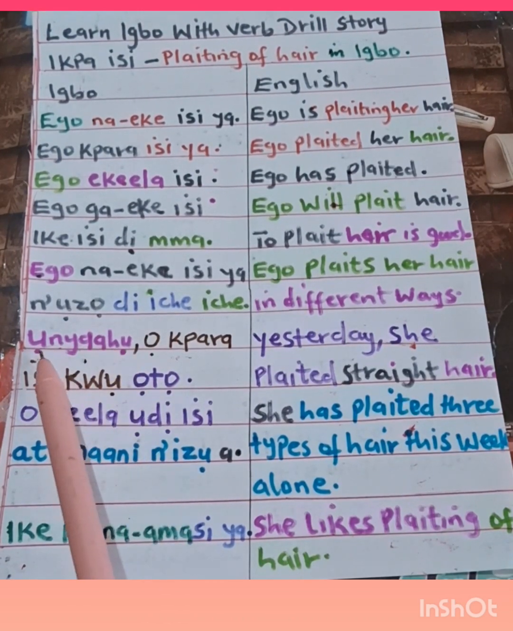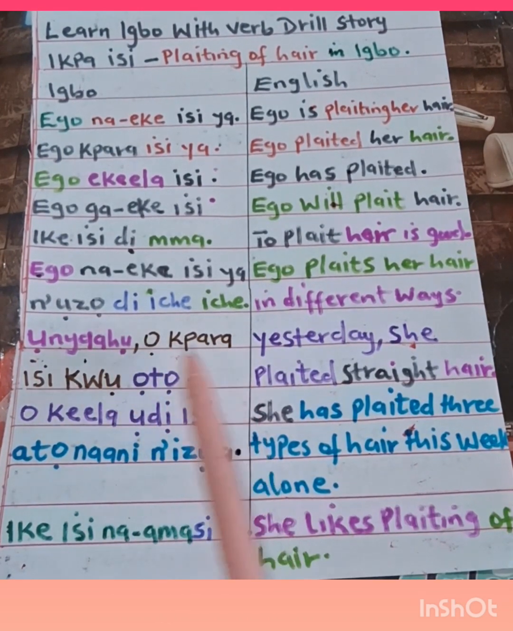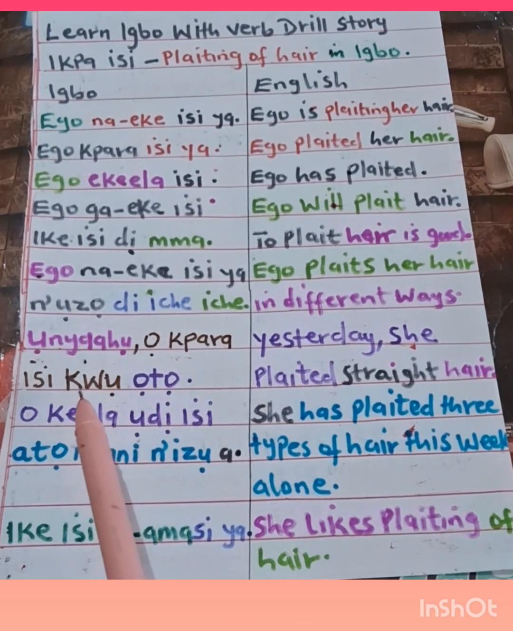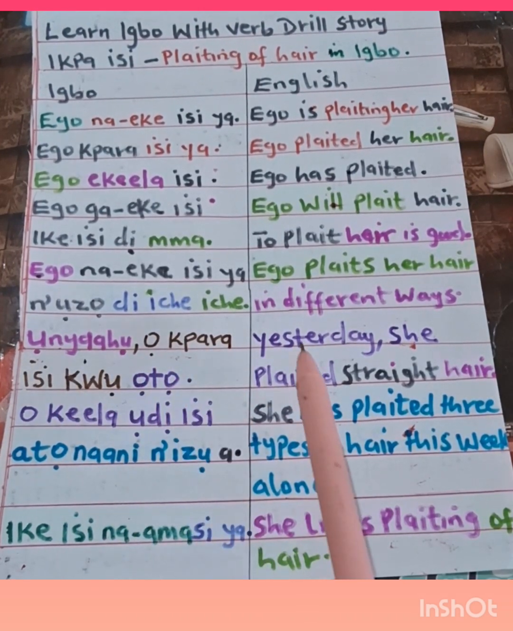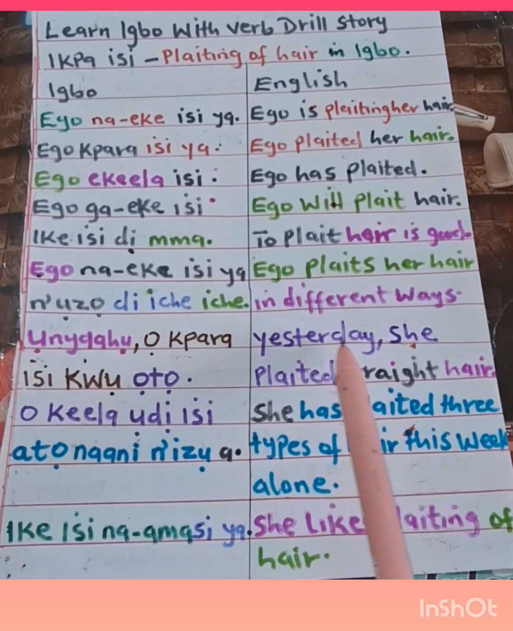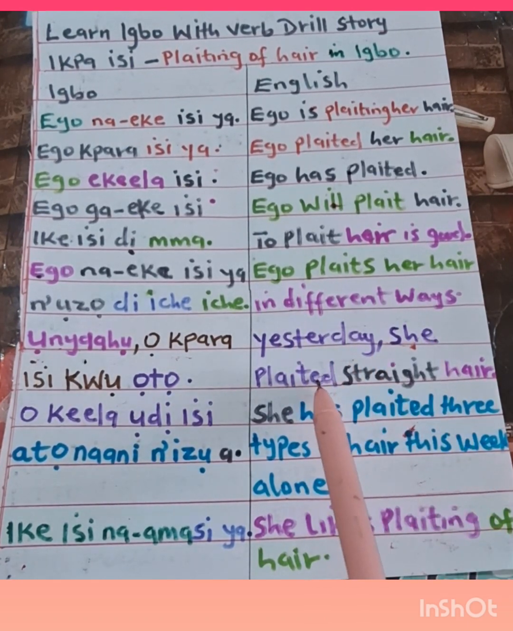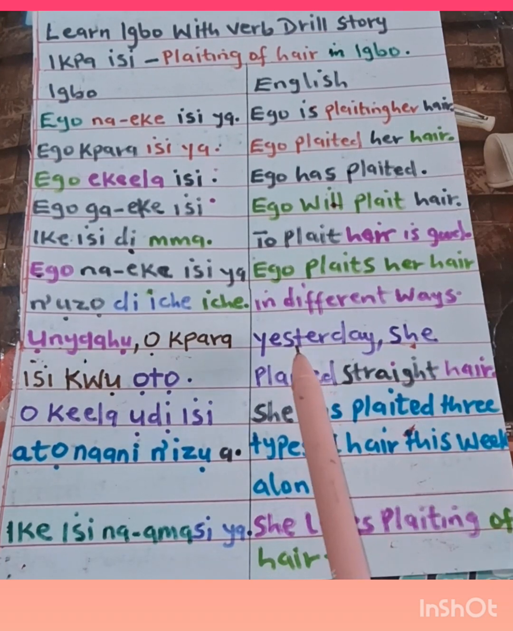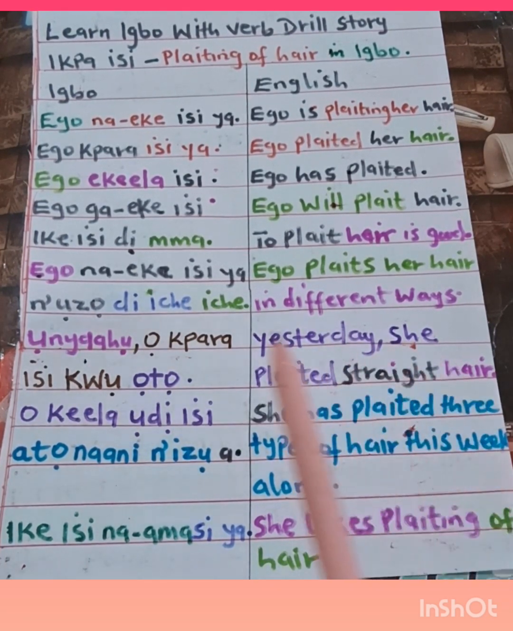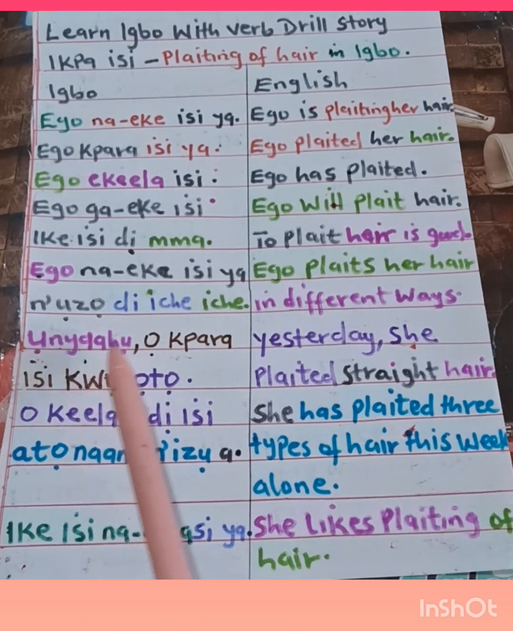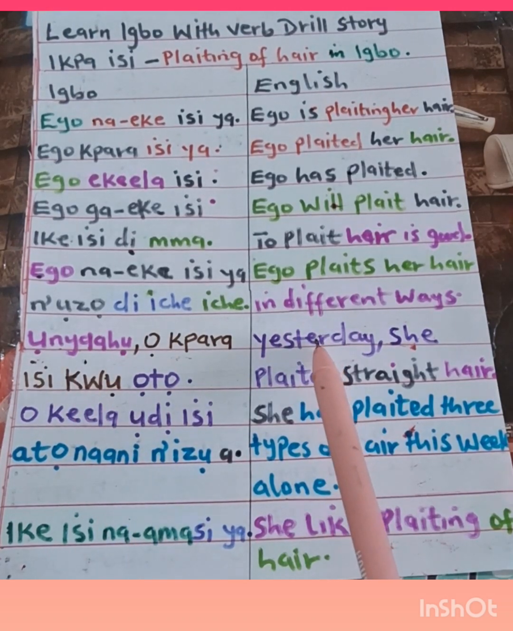Ụnyaahụ, ọ kpara isi kwụ ọtọ. It means yesterday she plaited straight hair. Ụnyaahụ means yesterday in English.